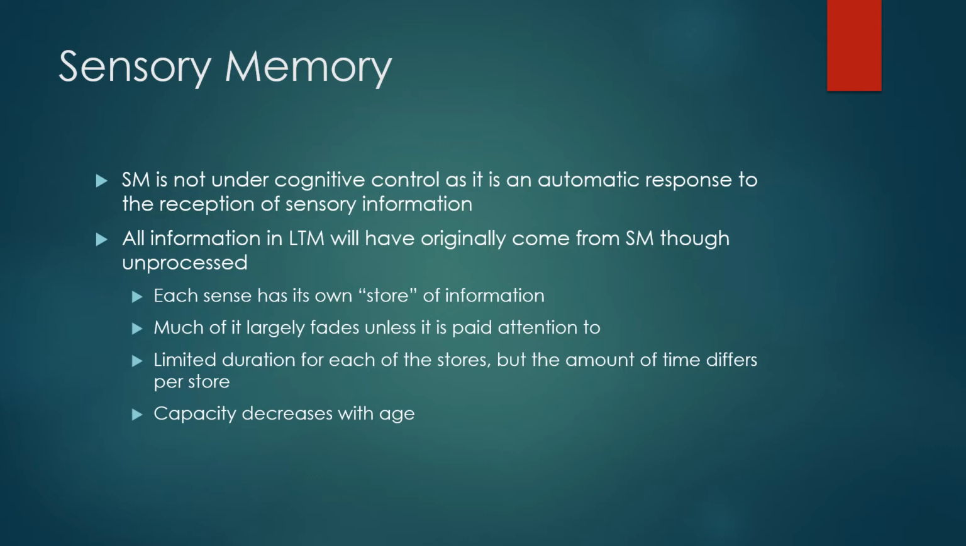All right, so sense memory again is not under cognitive control. It is an automatic response to the reception of sensory information. All information in long-term memory will have originally come from sense memory, although it is unprocessed at the time that it's in sensory memory. Each sense has its own store of information. Much of it largely fades unless it is paid attention to. It's a limited duration for each of these stores, but the amount of time differs per store.